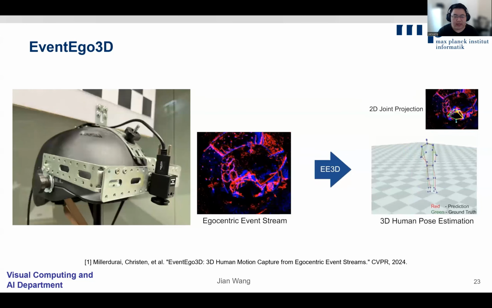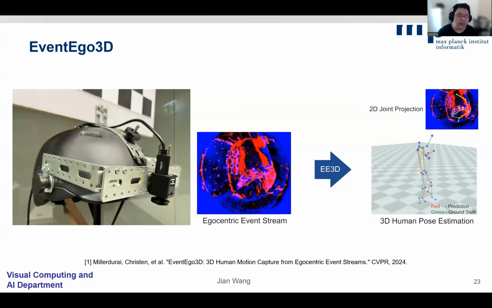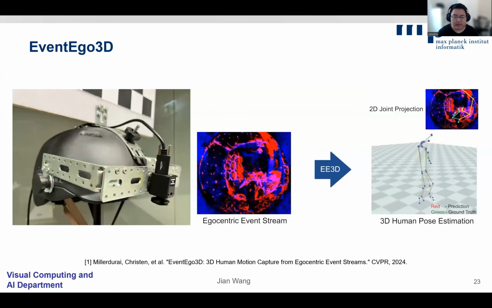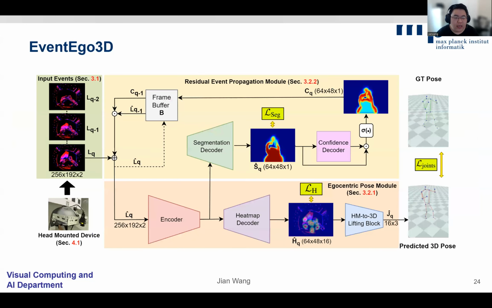So here we use the egocentric event camera stream as the input to get the 3D human pose estimation from the egocentric camera. Basically, we use a simple encoder-decoder network to regress the 2D heat map, and we use a heat map to 3D lifting network to directly regress the 3D body poses.